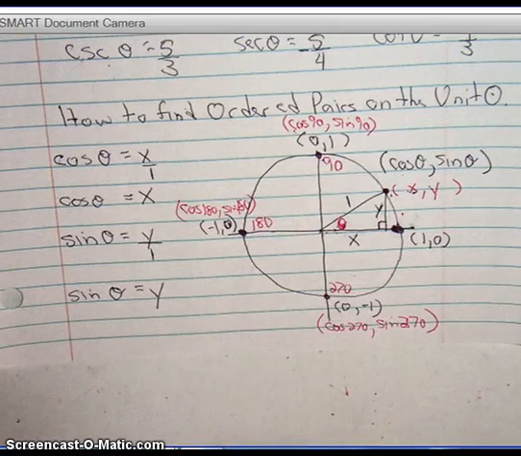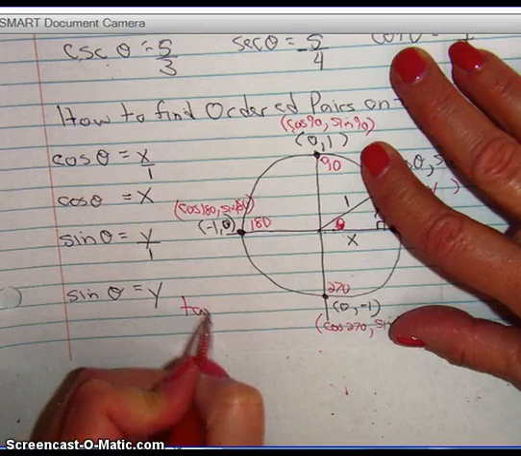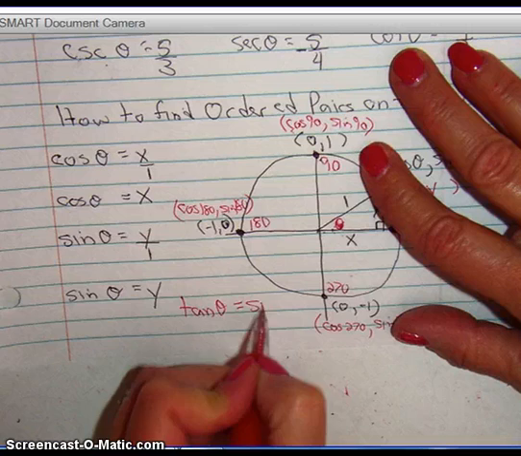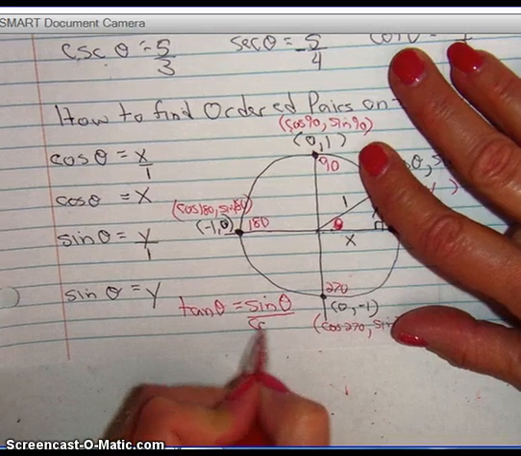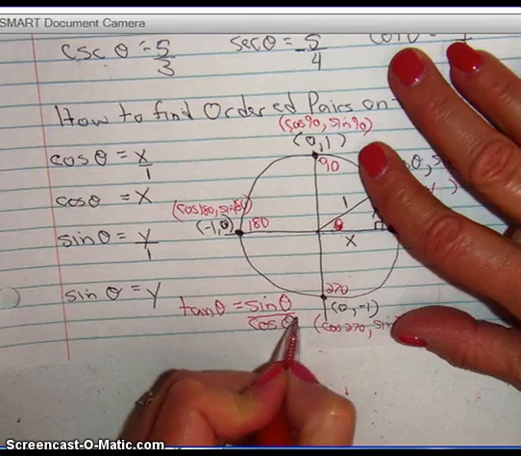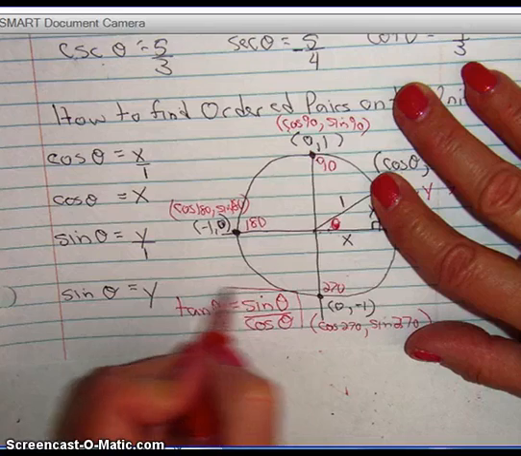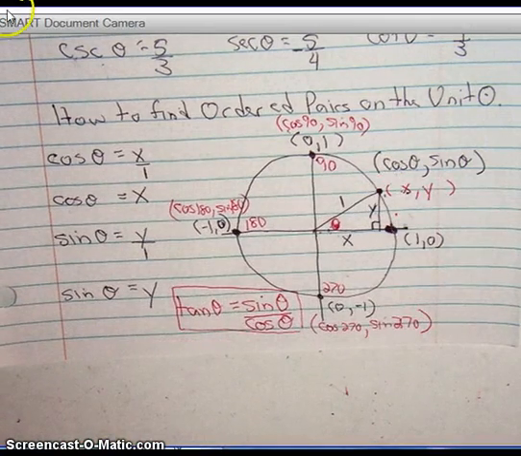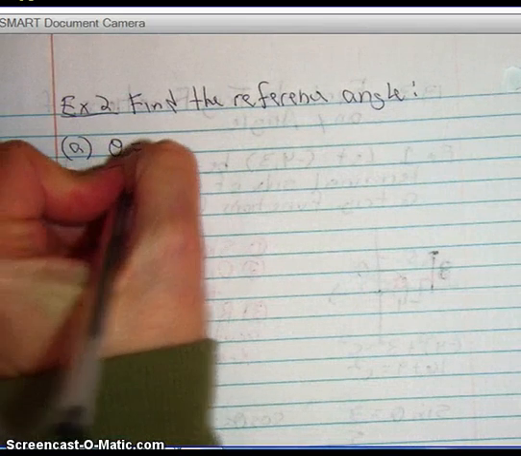Tangents. Okay, very, very important. Here's how you find tangent. Tangent of theta equals sine of theta divided by cosine of theta. So that's how you're going to find your tangents. You're going to find the sine divided by the cosine. Okay? All right, first one, theta, negative 130.